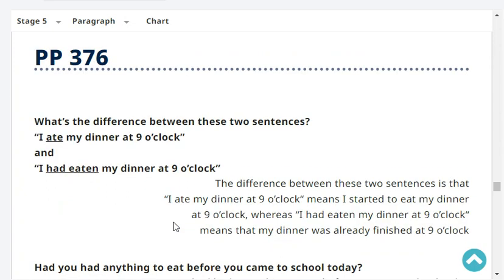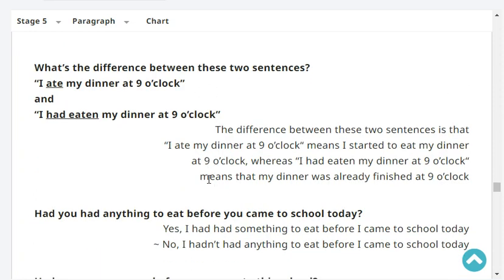What's the difference between these two sentences? I ate my dinner at 9 o'clock and I had eaten my dinner at 9 o'clock. The difference between those two sentences is that I ate my dinner at 9 o'clock means I started to eat my dinner at 9 o'clock, whereas I had eaten my dinner at 9 o'clock means that my dinner was already finished at 9 o'clock.